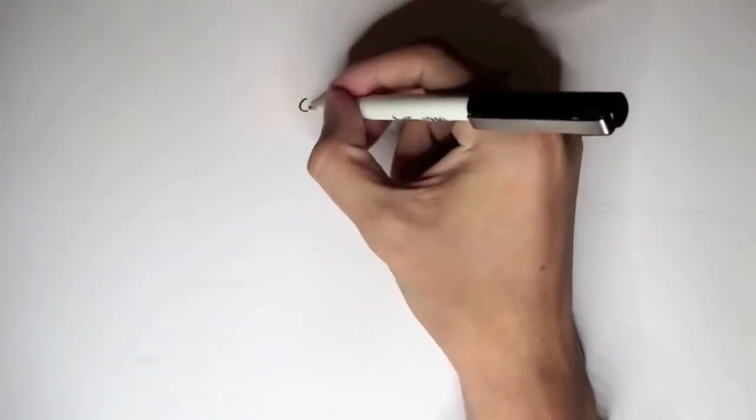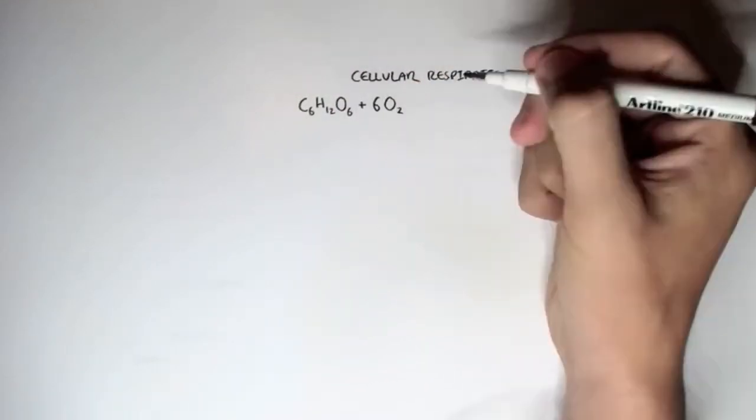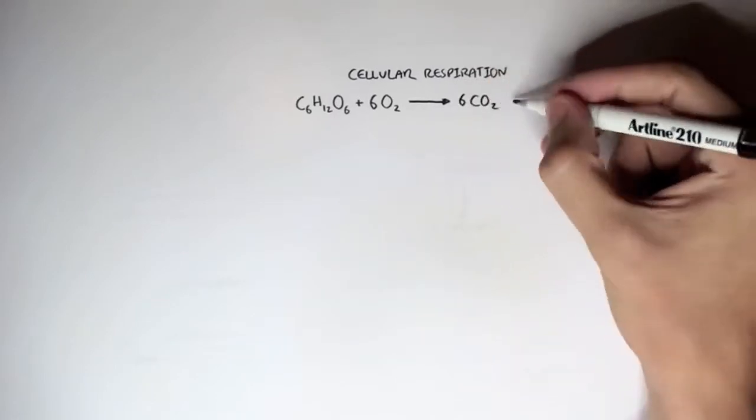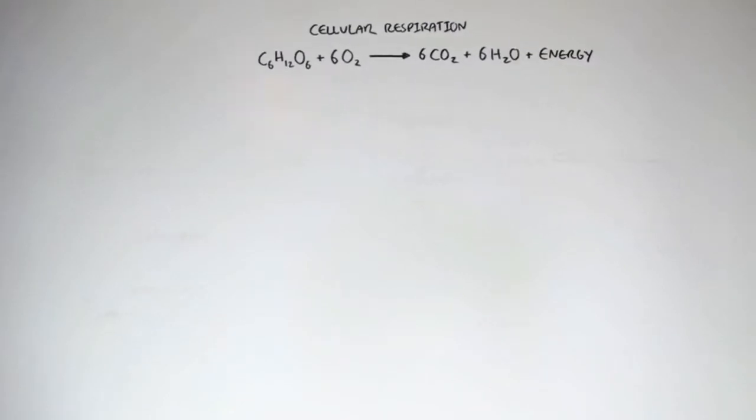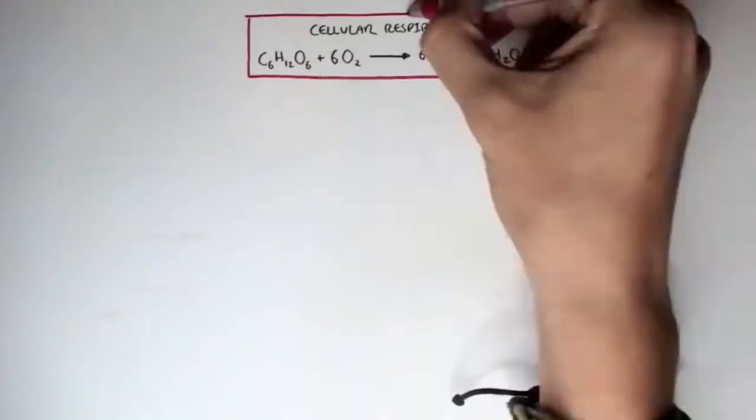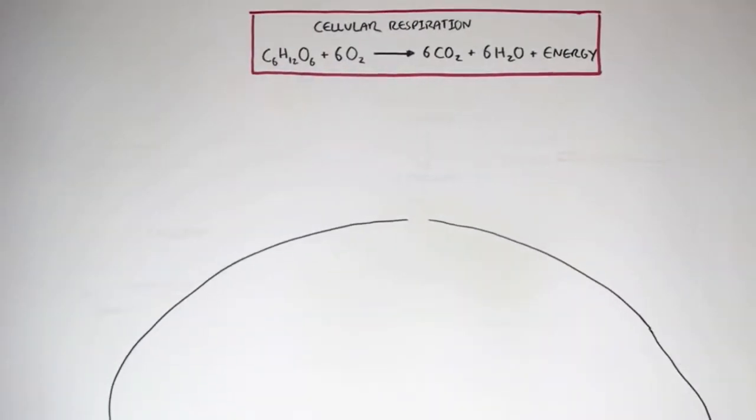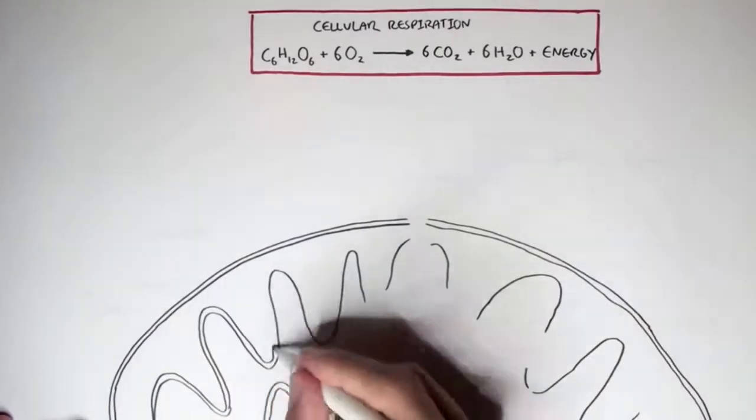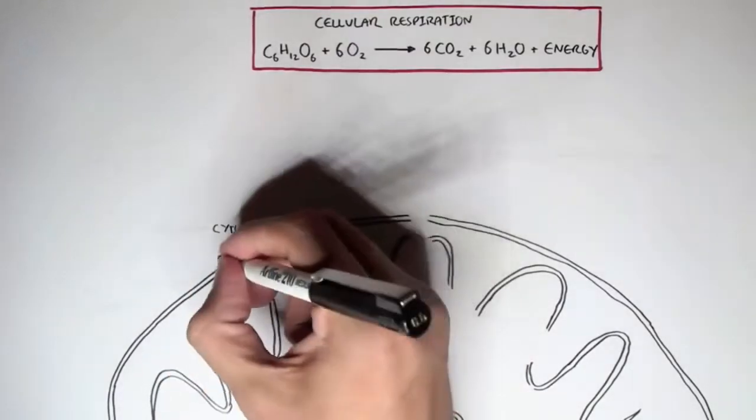Now, cellular respiration can be written as an overall equation: one glucose molecule plus 6 oxygens will yield 6 carbon dioxide, 6 water, plus some energy in the form of ATP. Now remember, we are inside the cell. And inside the cell, we have mitochondria, the ATP producing organelle. And of course, outside the mitochondria is the cytoplasm of the cell.